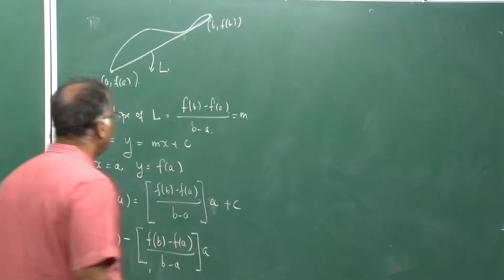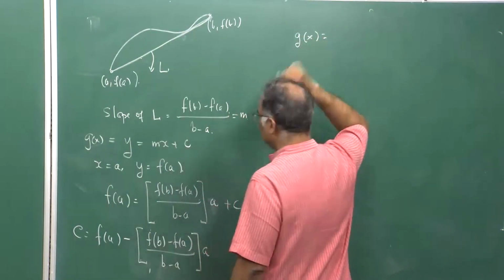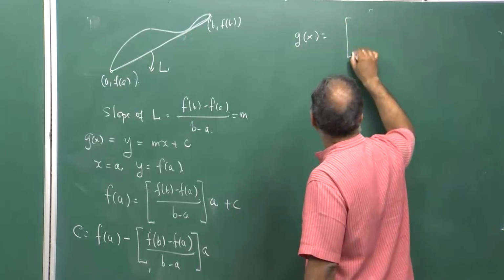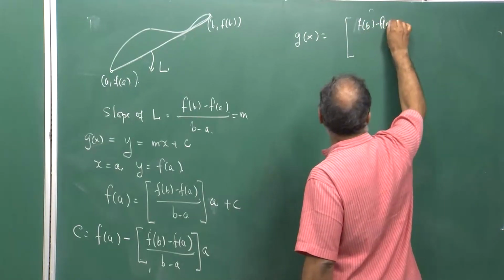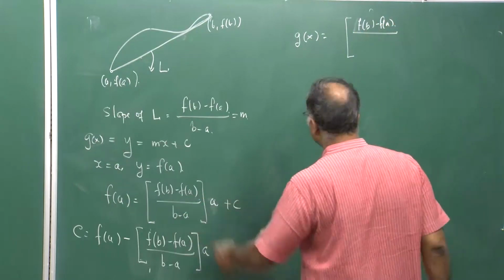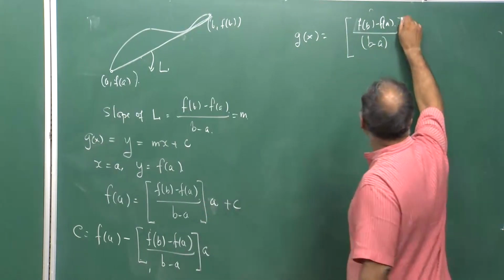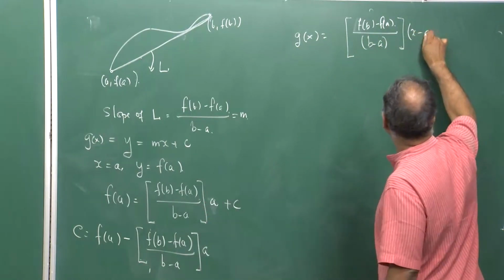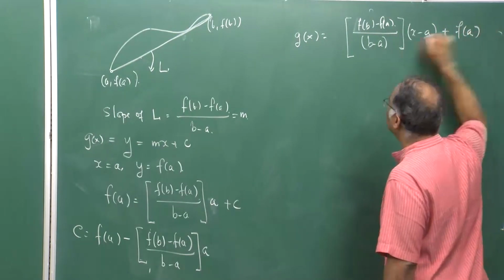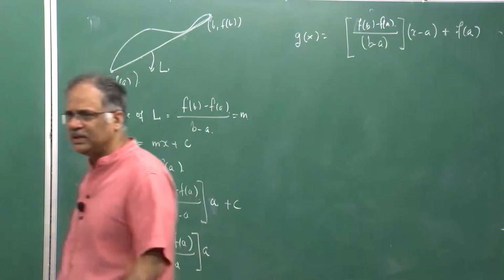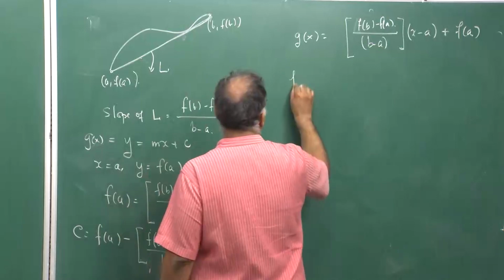So finally my function g(x) would look like (f(b) minus f(a)) by (b minus a), into (x minus a), plus f(a). So basically I would like to know the difference between f(x) minus g(x); that is the key idea. So I construct a function h(x).